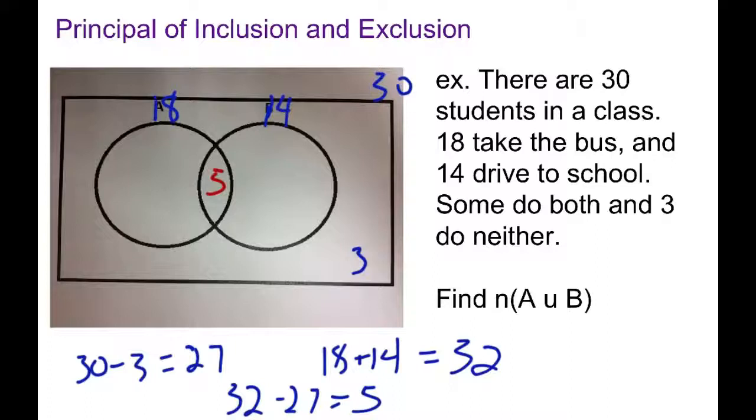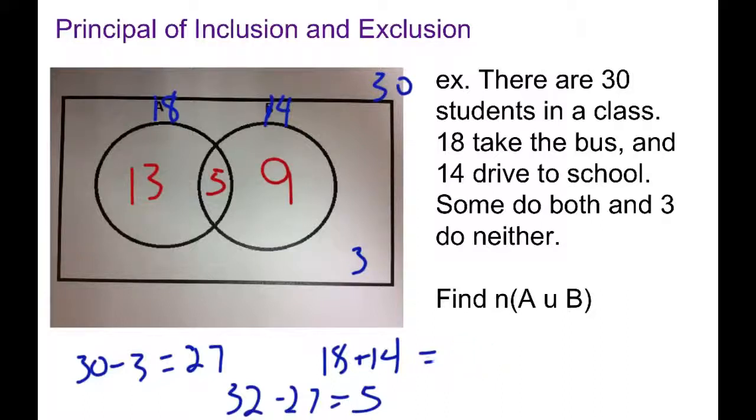So out of the 18 people that take the bus, we figured out there was 5 duplicates that did bus and drive. So now if we subtract each of those, 18 minus 5 would be 13 people who do bus but not drive, and 14 minus 5 would give us 9. So 9 people would drive but not bus, 5 do both, and that's it.